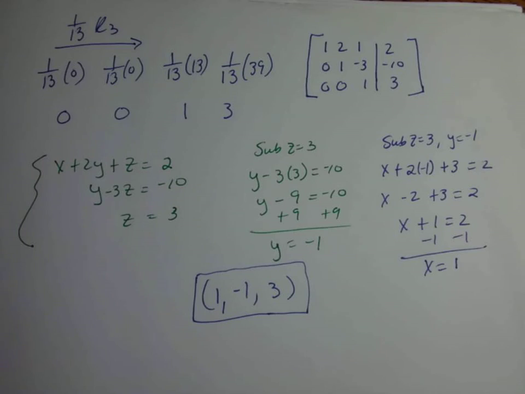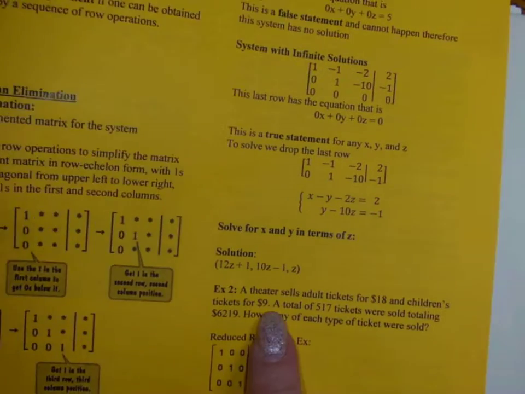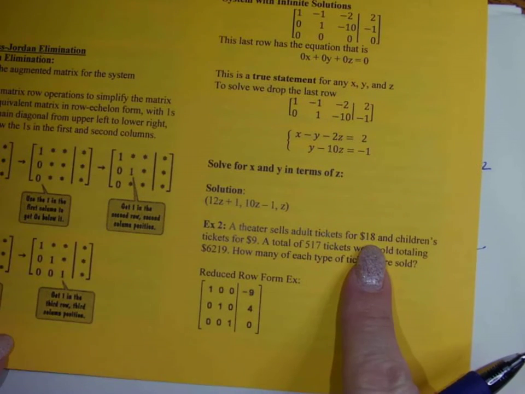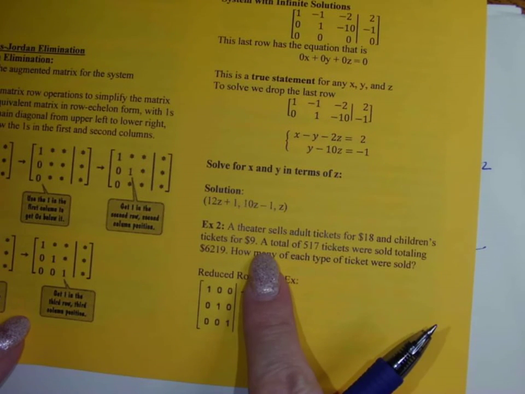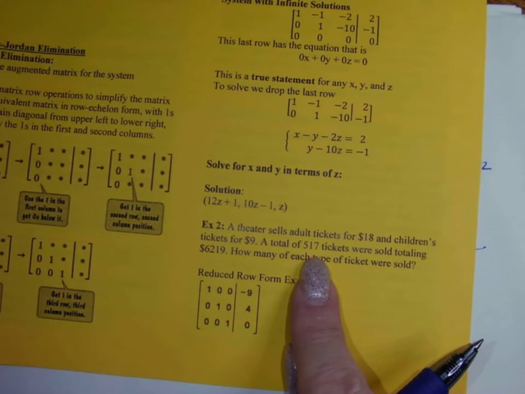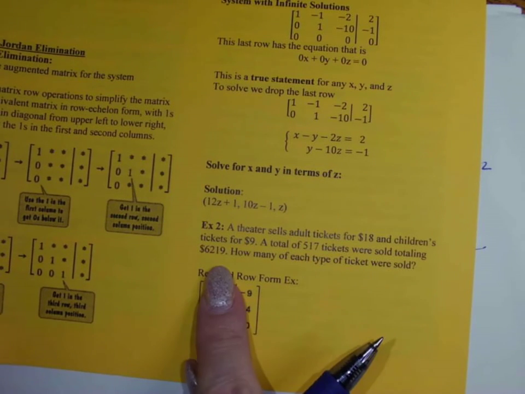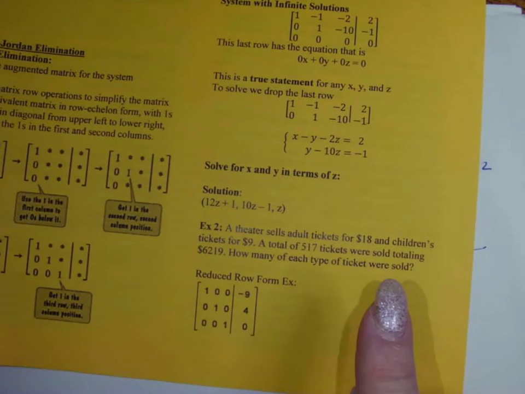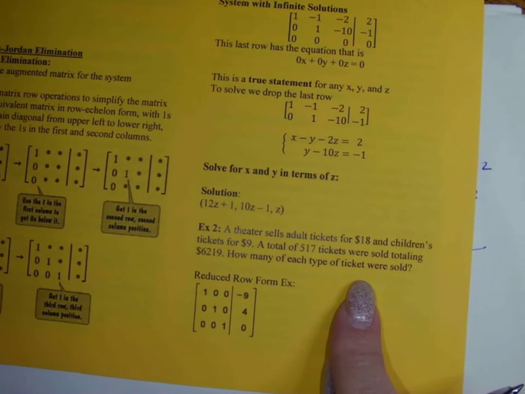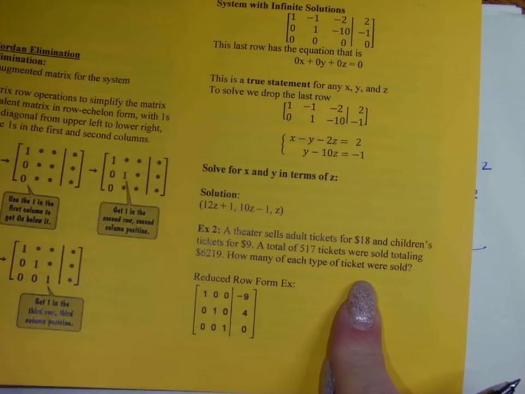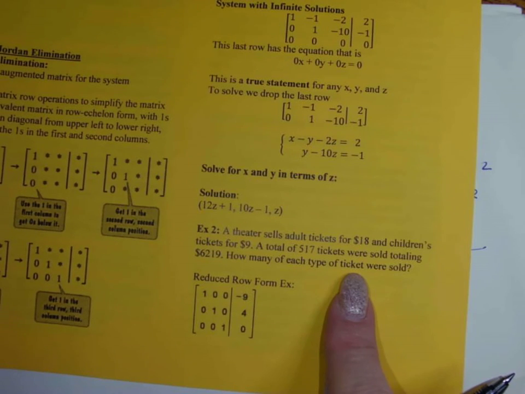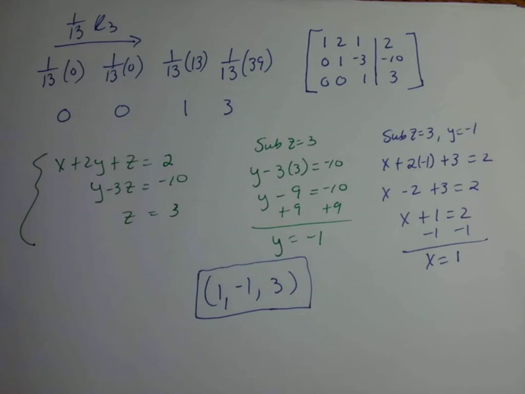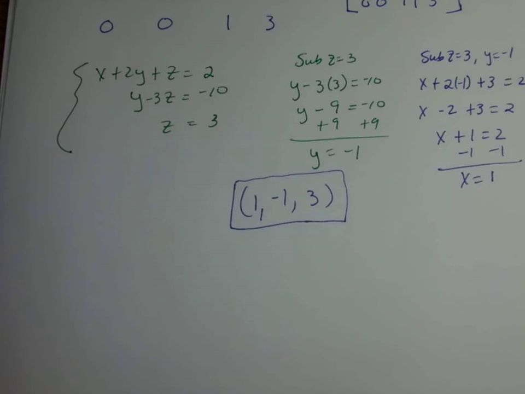All right, our next example is we have a theater that sells adult tickets for $18 and children tickets for $9, with a total of 517 tickets sold, totaling $6,219. How many of each type of ticket were sold? We've done this problem in a previous section, maybe the one before, where we did it by addition, and now we're going to do it by matrices. So this will be example 2.